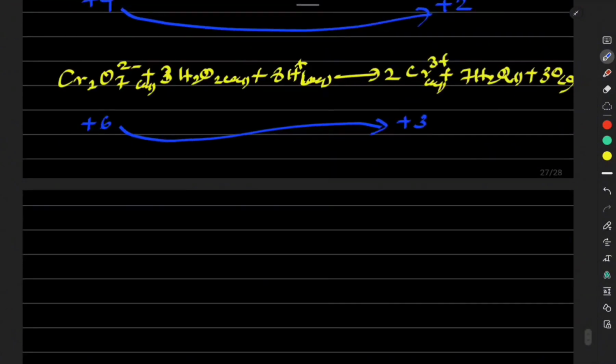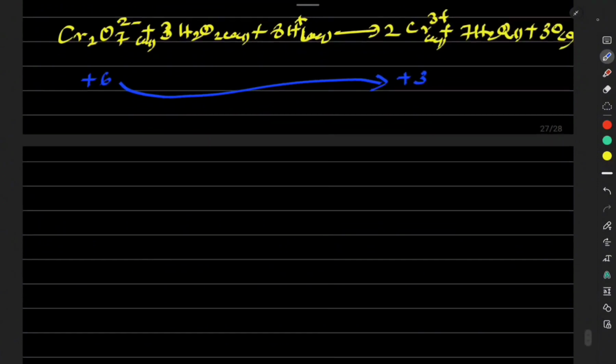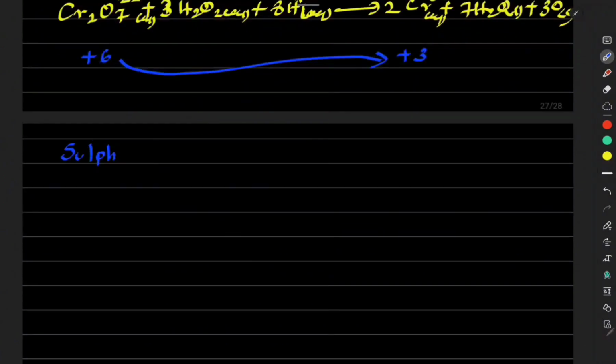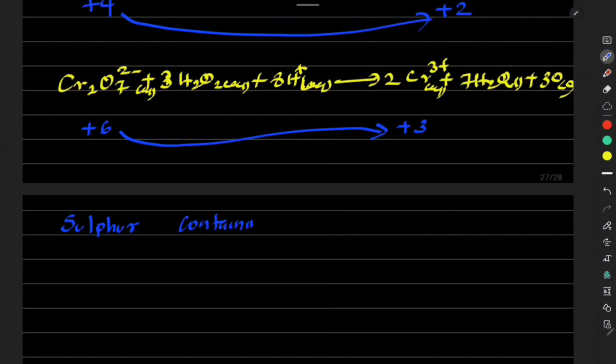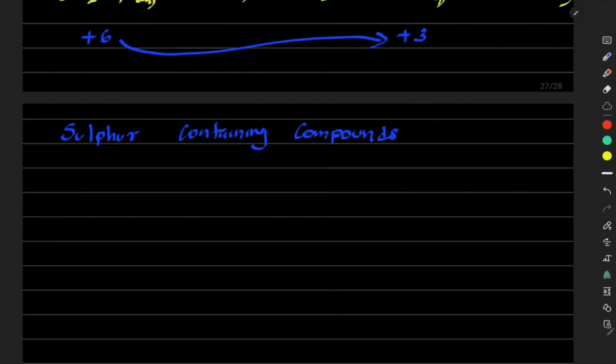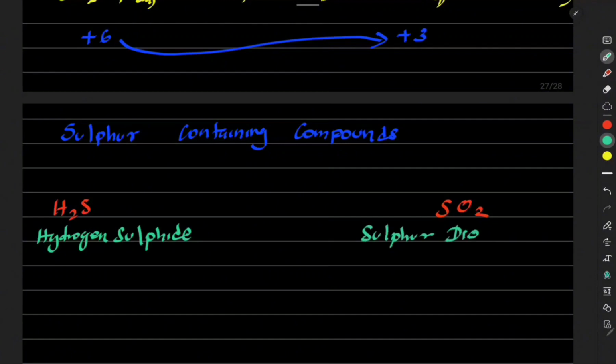Now let's look at sulfur containing compounds. Let's discuss sulfur containing compounds. Under this topic, we will be discussing H2S, hydrogen sulfide, and SO2, sulfur dioxide.